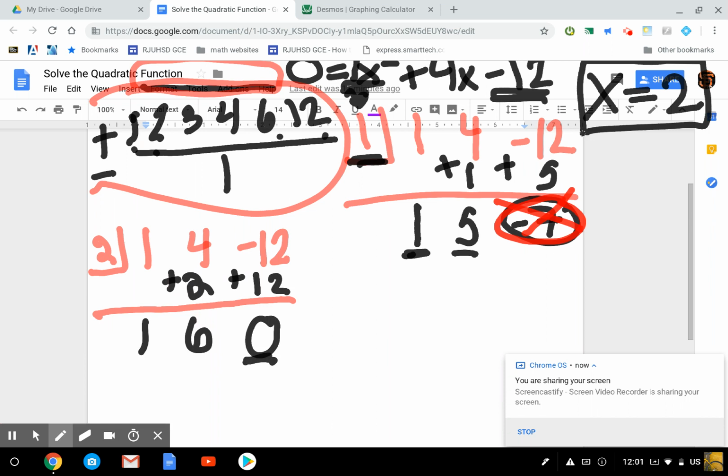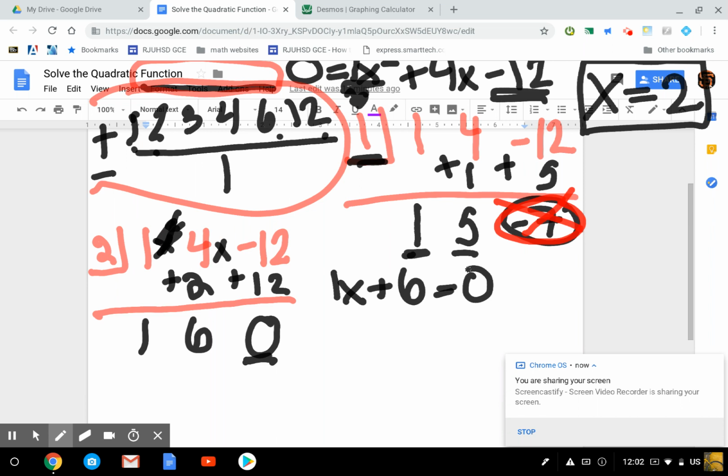So now we can rewrite our function. Whenever you're rewriting your function, just know that anytime you do a layer of synthetic division and you get one of your roots, you're going to be losing one of your x's. Like this was x squared, this was x, and this had none. We are going to be losing the x squared. So our new function is just going to be 1x plus 6 equals 0. And that's our new function.